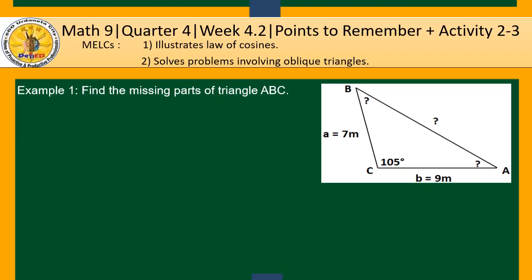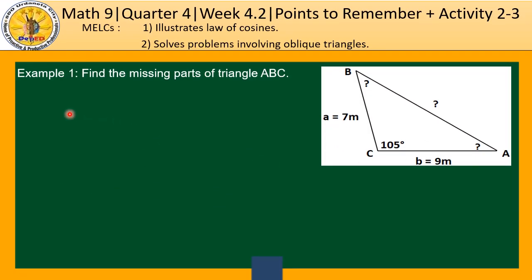Example number 1: find the missing parts of triangle ABC. As you can see, this is an oblique triangle, or a triangle with no right angle. Side a is 7 meters, side b is 9 meters, angle C is 105 degrees. Those are the givens. So we have side-angle-side, which is case number 1, or scenario number 1.